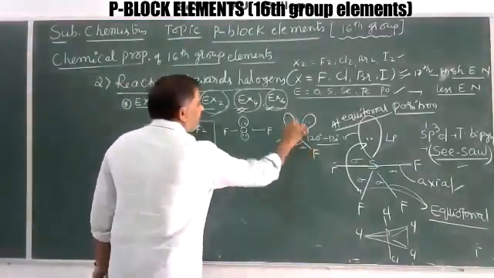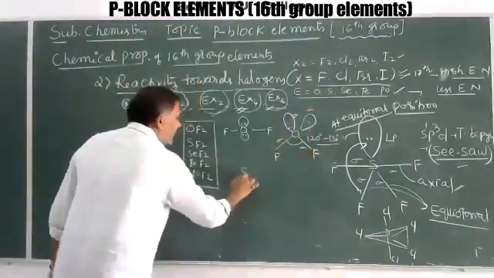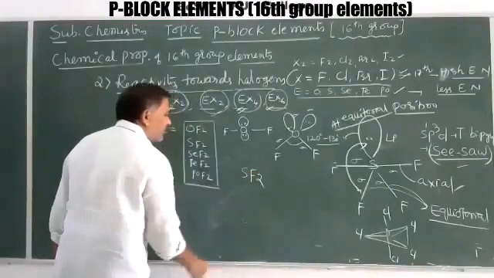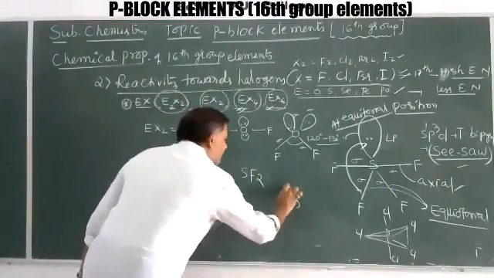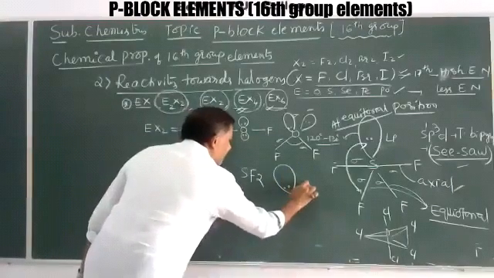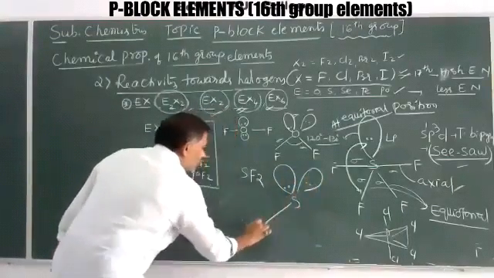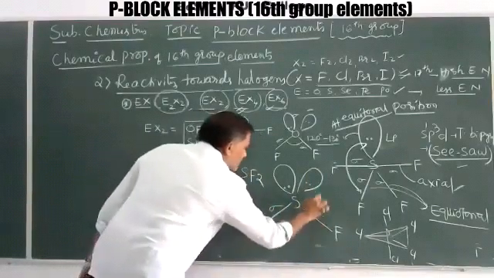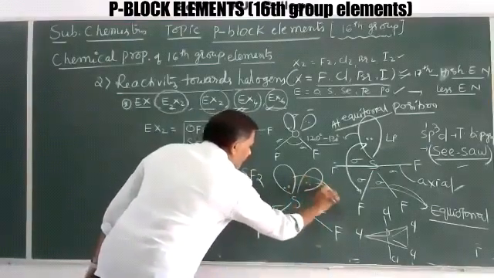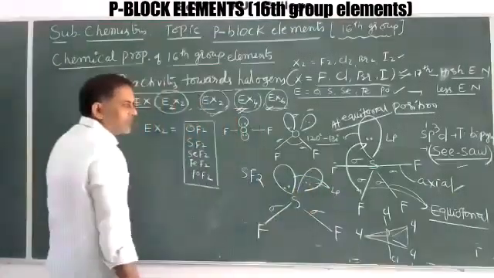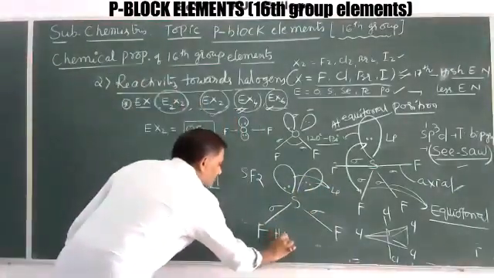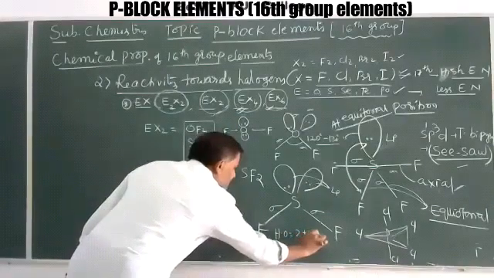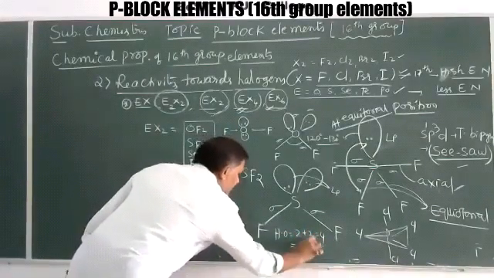In dihalides, the central atom of the element undergoes sp3 hybridization. See here, SF2 is there. Around sulfur, 2 lone pairs are there and 2 bond pairs are present. Sigma bonds are 2 and lone pairs are 2. These 2 are the lone pairs. Now the hybridized orbitals are 2 plus 2, that is 4. So hybridization is sp3.